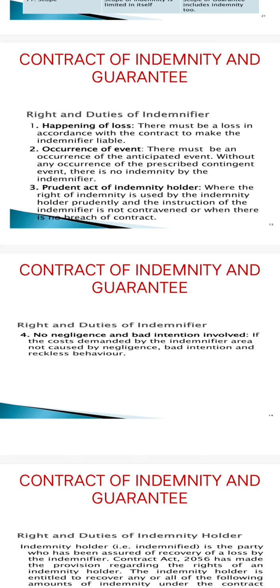Next, rights and duties of indemnifier. Happening of losses, occurrence of event, prudent act of indemnity holder, no negligence and bad intention involved. First, happening of losses. There must be a loss in accordance with the contract to make the indemnifier liable. Next, occurrence of event. There must be an occurrence of an anticipated event. Without any occurrence of the prescribed contingent event, there is no indemnity by the indemnifier.